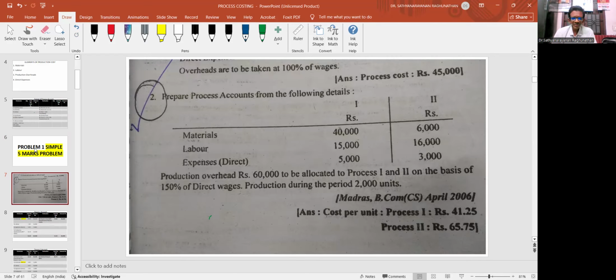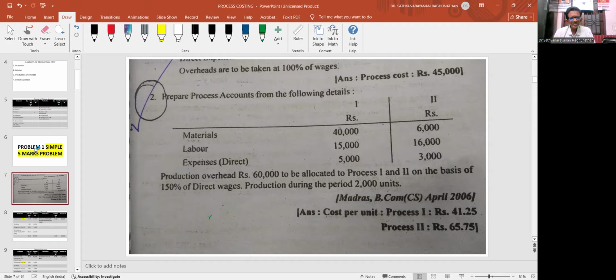Now this is the simple 5 marks problem. Please take a screenshot of this question. Prepare process accounts from the following details. Particulars, process 1, process 2: materials for process 1 40,000, process 2 6,000; labor for process 1 15,000, process 2 16,000; direct expenses for process 1 5,000, process 2 3,000.